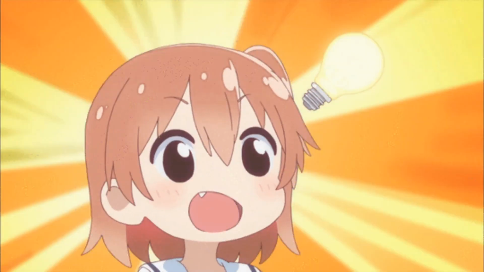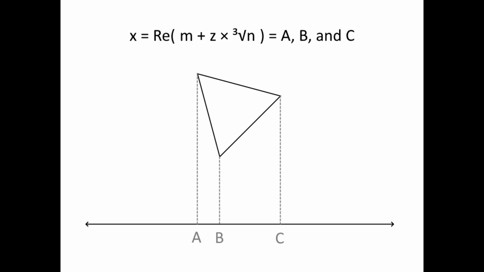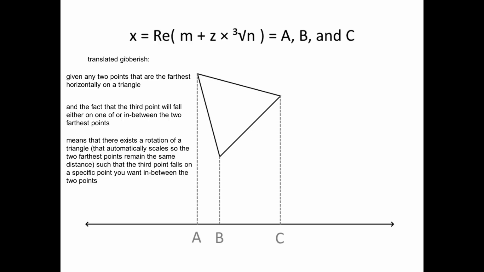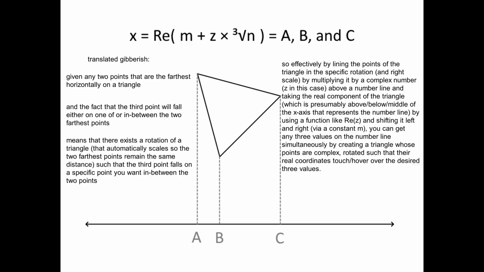Actually, wait a minute. I don't even need to do math for this. This is a geometry problem. Can you rotate a triangle so that, given any two points, you can fit the triangle in, and then the points on the triangle, like you can.